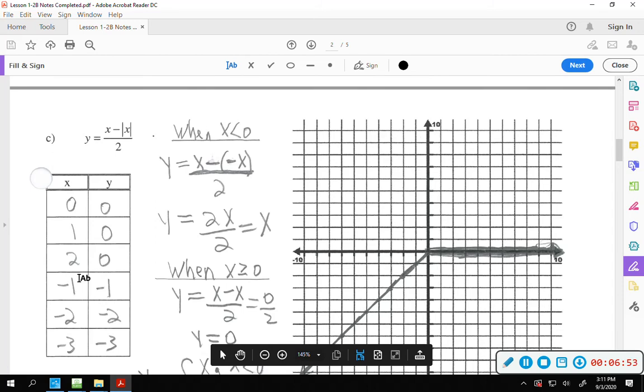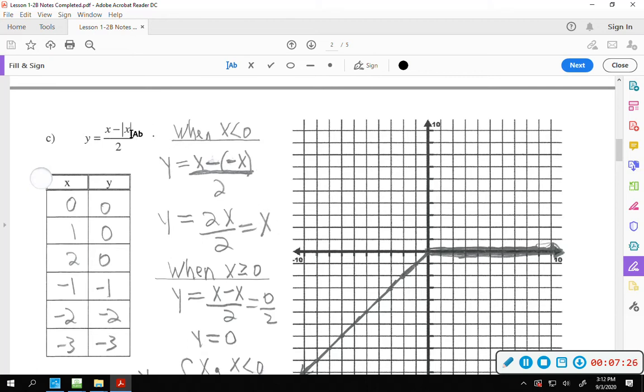If I plug negative 1 in for x, I get negative 1 minus the absolute value of negative 1, which is 1. So negative 1 minus 1 is negative 2, divided by 2. I get negative 1 back out. If I plug negative 2 in, I get negative 2 out. Negative 3 in, I get negative 3 out. Well, that's a slant line. So you could point plot this, but it's hard to get a really good grasp of what the entire function is going to look like until you look at it in its piecewise definition.